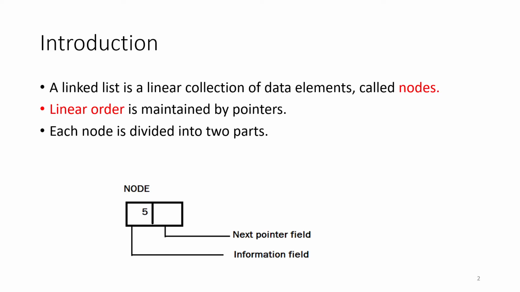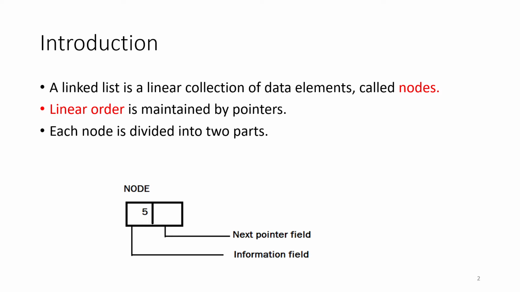Linked list is a linear collection of data elements called nodes. These nodes contain two parts. One is the information part, the other one is the next pointer field, which holds the address of the next node in the linked list.